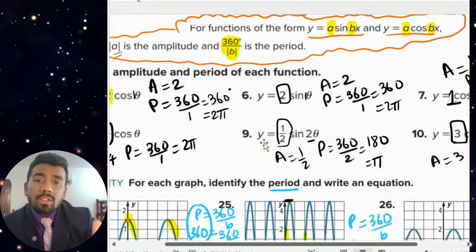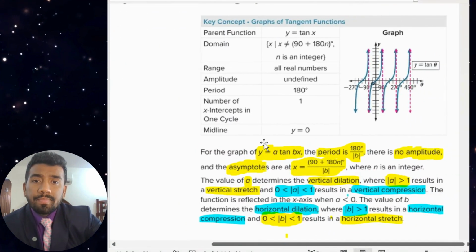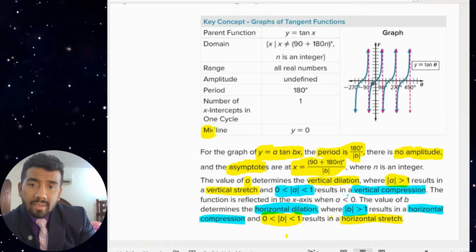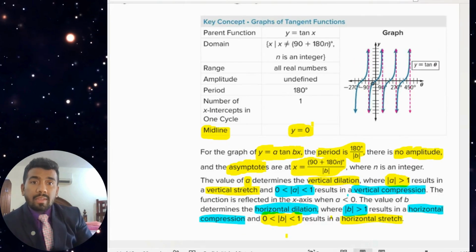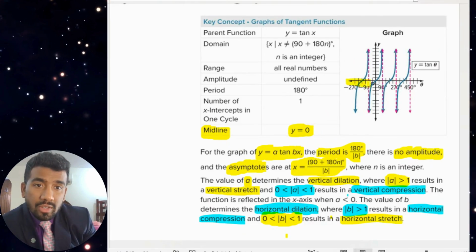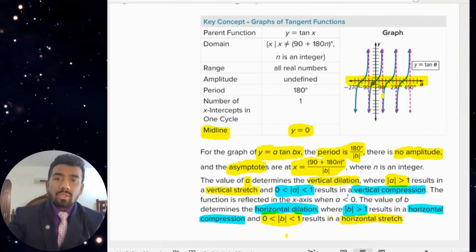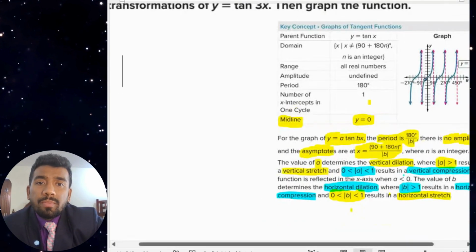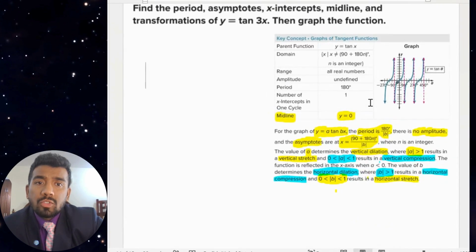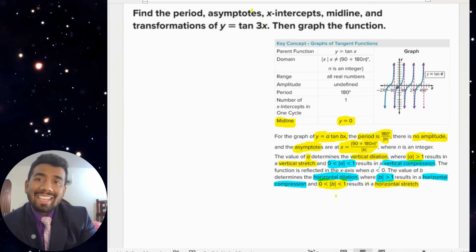One more thing I forgot to tell you, the midline. The midline is the line which cuts the graph in the middle. That's y equals 0, the x-axis, so that's the midline. It always remains y equals 0, no need to worry about that. So let's go to the question now. Let me zoom out. So, y equals tan 3x.